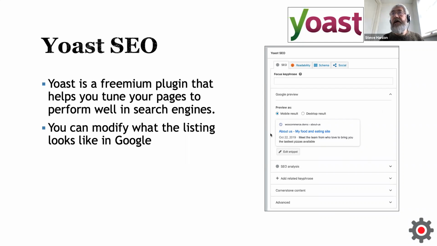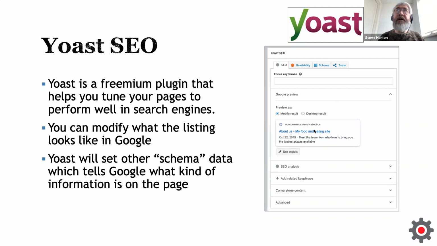So here, you can modify the way that your page renders, or should render, within Google. So you can give it a clue. You can give Google a hint as to the way that you want your page to render in the search. But it also lets you modify other kinds of schema data. So you'll see up here.